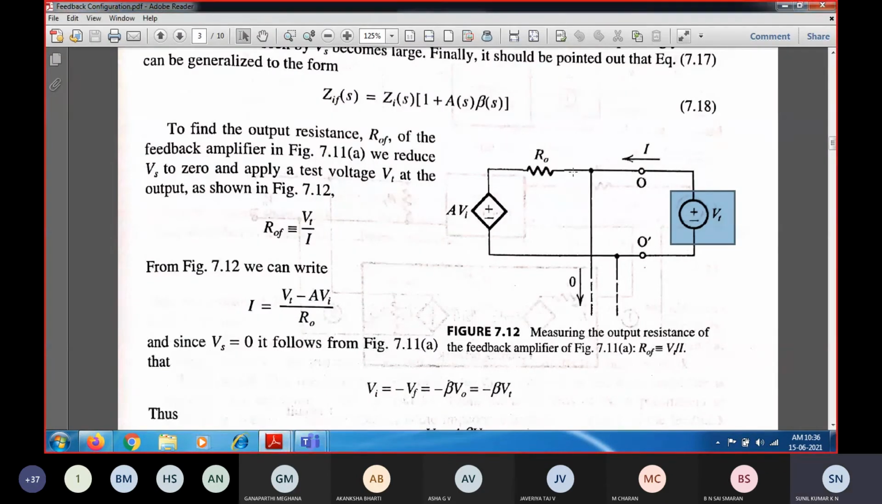In order to find the output resistance of the amplifier, I am going to connect the test output voltage VT. This VT corresponds to the test output circuit voltage, and I is the current flowing into the output side. Since Vs is not there, I am going to remove that one. This is the equivalent relation you are going to obtain. So ROF corresponds to what? This is the output resistance with feedback that I need to find out. ROF will be equal to VT by I.